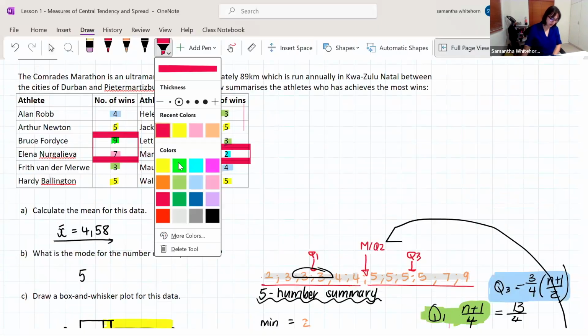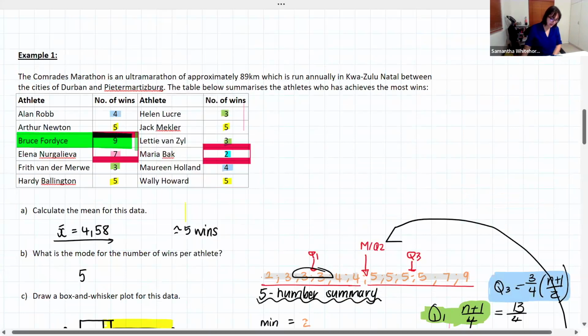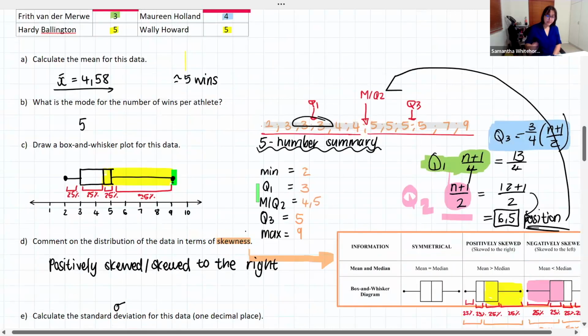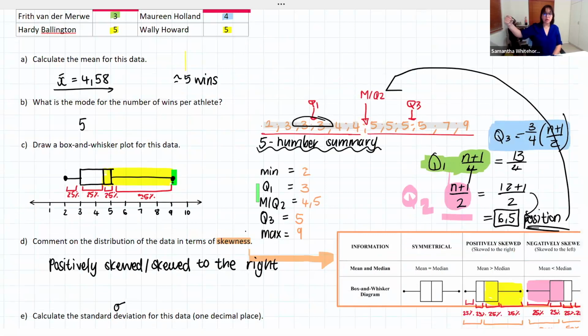So Bruce Fordyce is over here. Just grab a nice big highlighter. And he had 9 wins. That was our maximum. And if we go to our box and whisker, there's the 9. That is the value that's pretty much skewing my data to the right. So there's definitely something, let's not say special, whatever, but there's something interesting about that data point and the effect it's having on my data set.